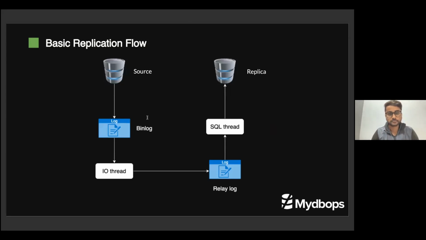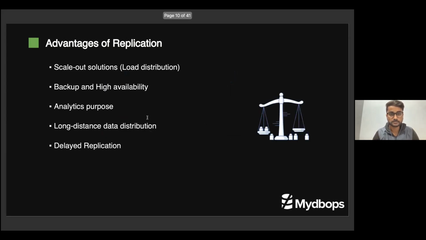This is a basic replication flow: source and replica. The source will write its data changes in the binlog, and from the binlog the IO thread will read it and write it into the relay log, and from the relay log the SQL thread will read it and write to the replica. This is the basic architecture.